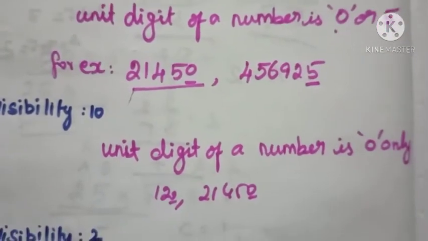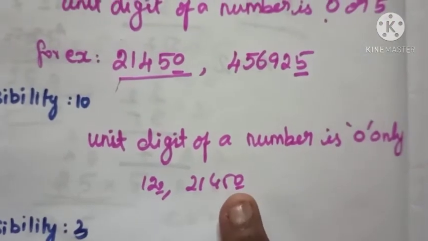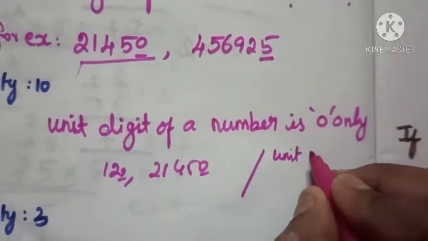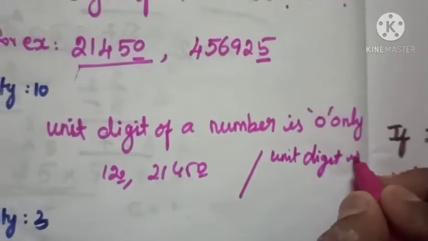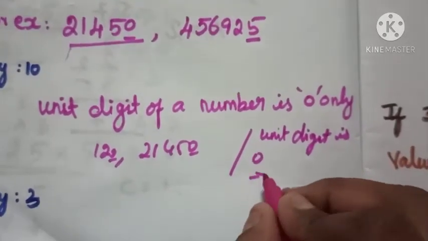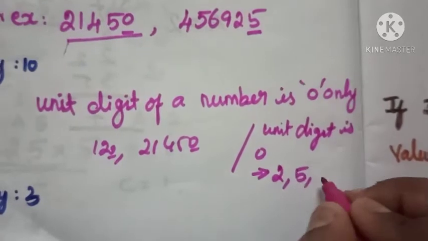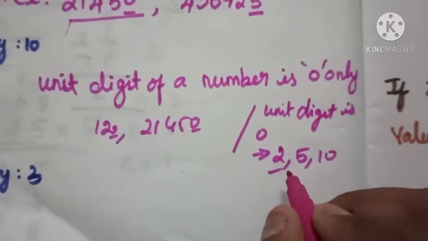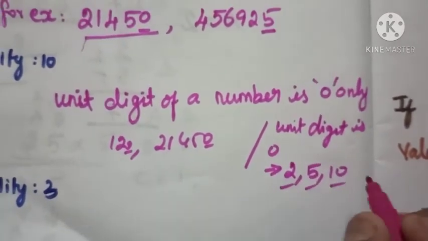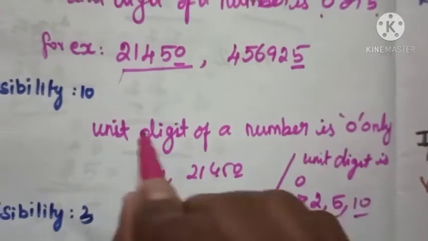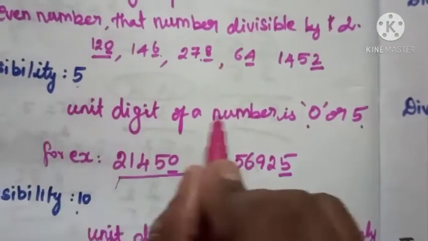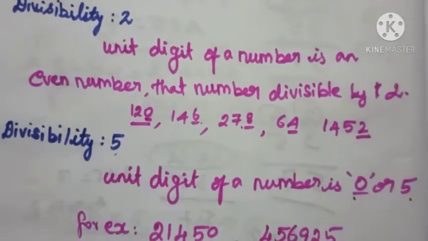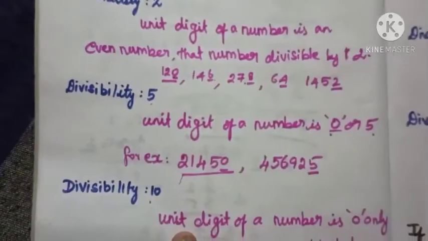If your number ends with 0, what are the possibilities? The unit digit is 0. It may be divisible by 2, 5 and 10. A number ending with 0 satisfies divisibility rule 2, divisibility rule 5 and divisibility rule 10. Why? 0 is a unit digit for divisibility rule 10, and for 5, one of the unit digits is 0, and for divisibility 2, one of the unit digits is 0. So 0 can satisfy these 3 divisibility rules.